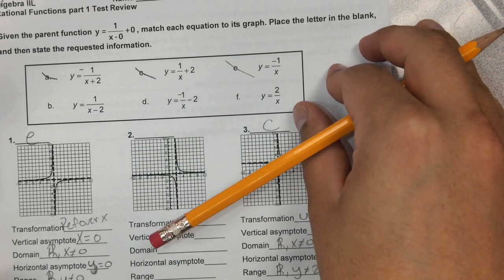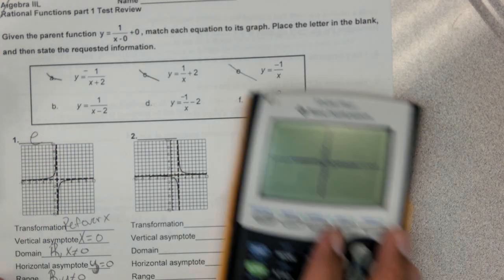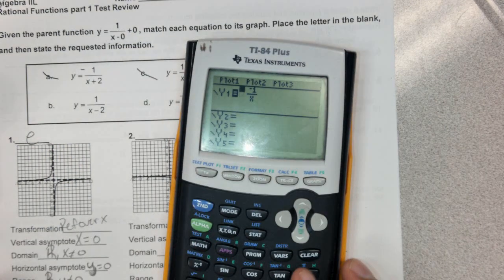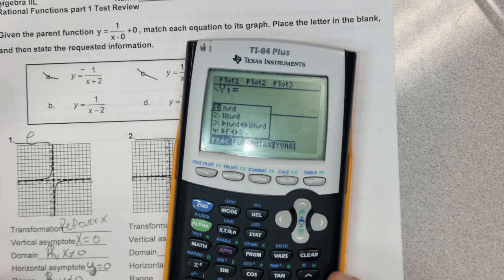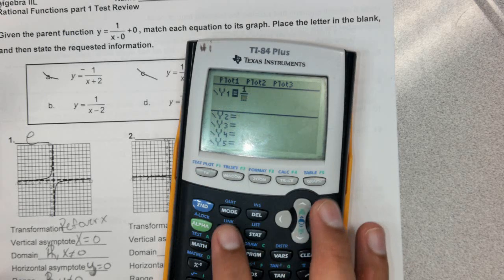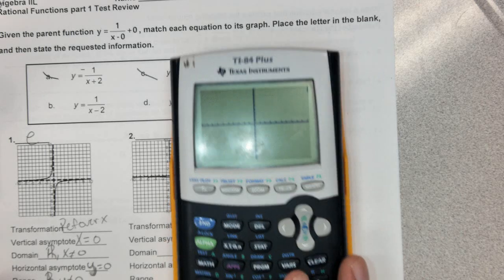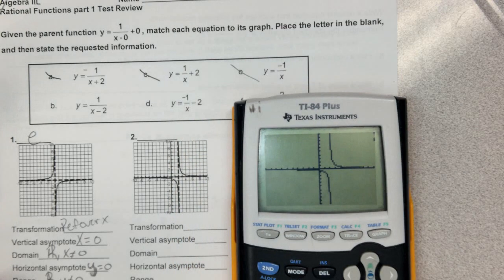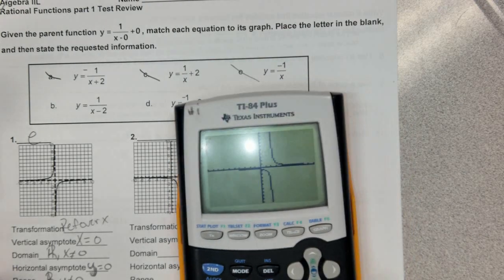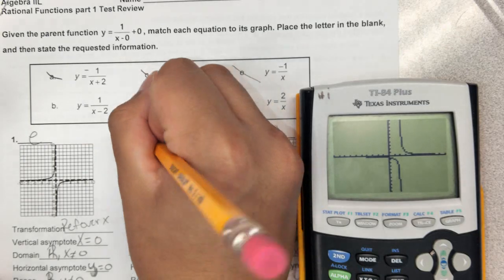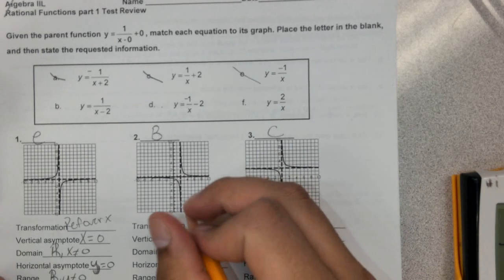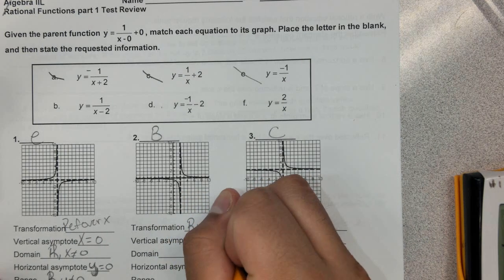Now let's look at B. I guess I should have gone in order, but B is 1 over x minus 2, so it's going right 2. You can just find a graph that's showing right 2, or you could always just plug it into the calculator. Oh, look right there, 2. B is 2. This one's just going right 2.